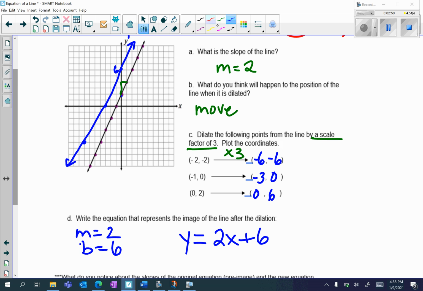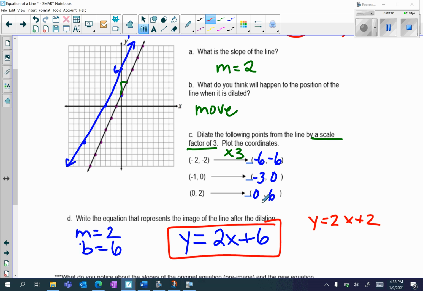So remember that we started with the equation y is equal to 2x plus 2, and after we dilated by a scale factor of 3, we ended up with y equals 2x plus 6. So what changed? Well, my slope stayed the same, it remained as a 2, and the only thing that we had to do was take that y-intercept, 2, and multiply it by that scale factor of 3 to give us 6.